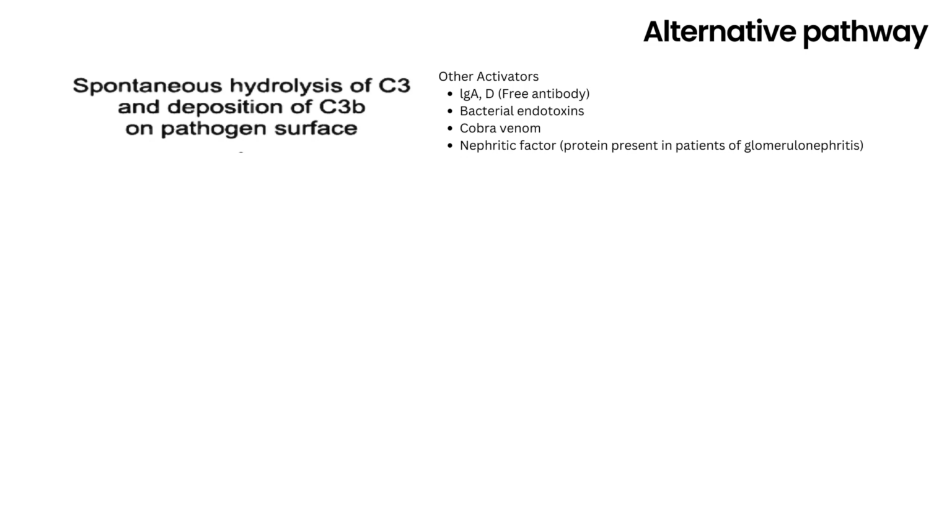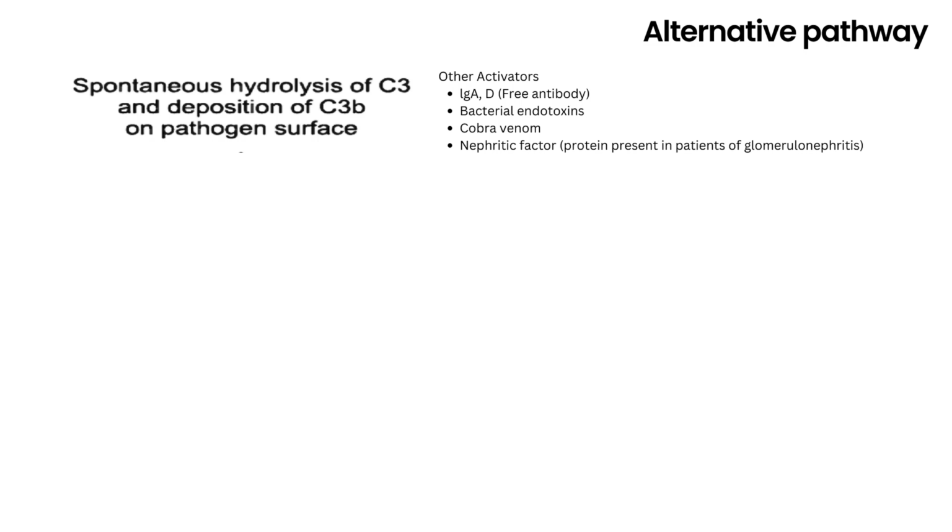So, welcome back. Today in complement system, we are learning about the alternative pathway. In the alternative pathway, we first have to understand that, like the lectin pathway, it is antibody independent, unlike the classical pathway, which requires antibody. So, an antigen-antibody complex has to be formed for the classical pathway.